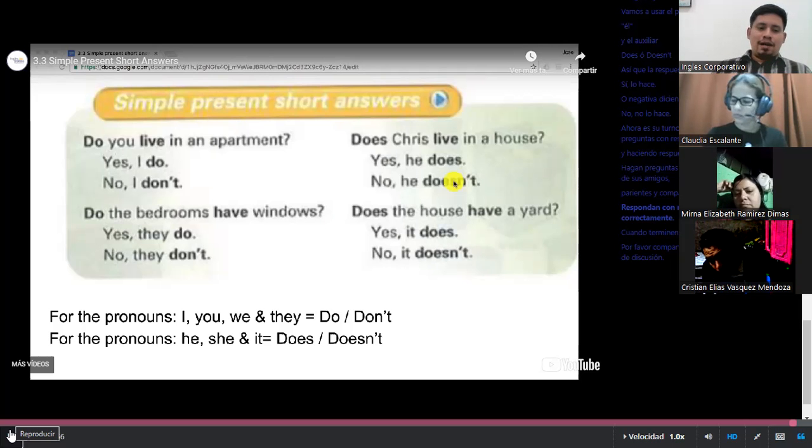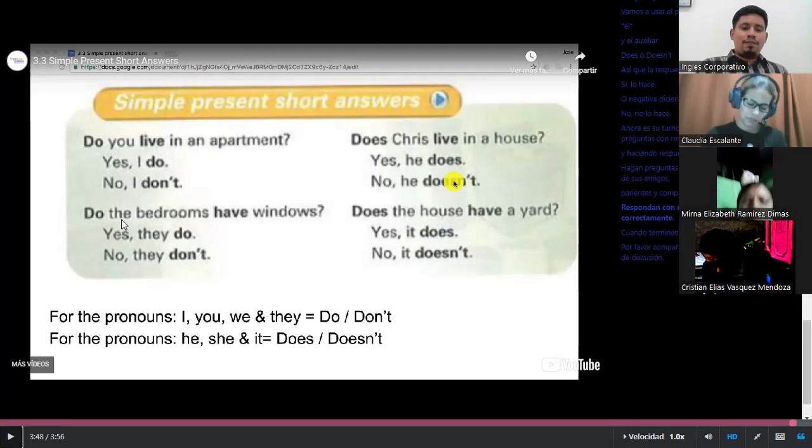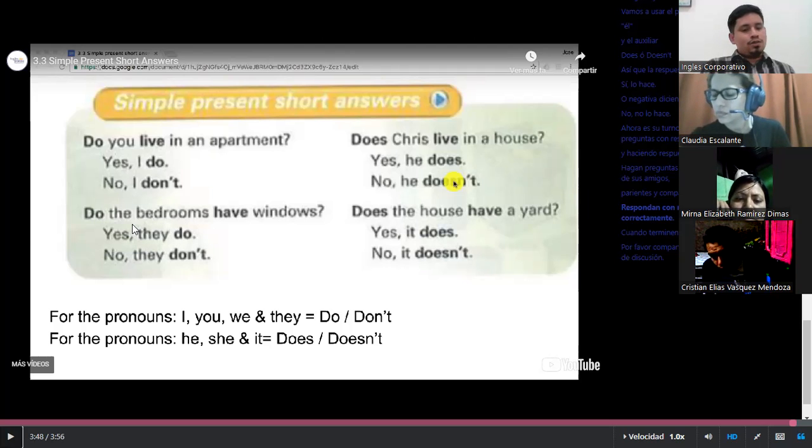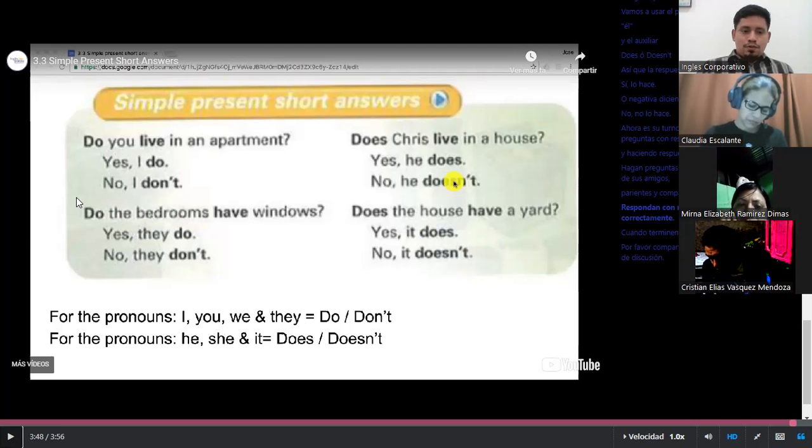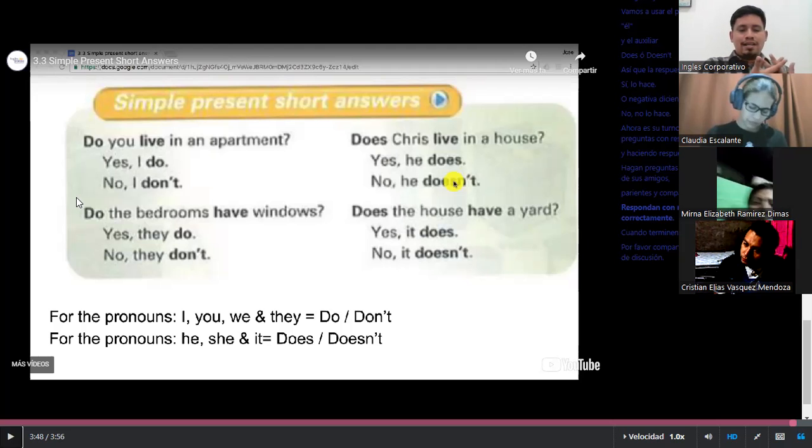In the second example, you see that we're using a plural noun, okay? So in case we use a plural noun, we have to use they in order to substitute the noun. Instead of saying the veterans do, we want to use they to answer this kind of question. For instance, you can read there, do the veterans have windows? Yes, they do. Okay, instead of saying, yes, the veterans do. So that's the reason why we can use this kind of pronoun in order to substitute the nouns, okay?